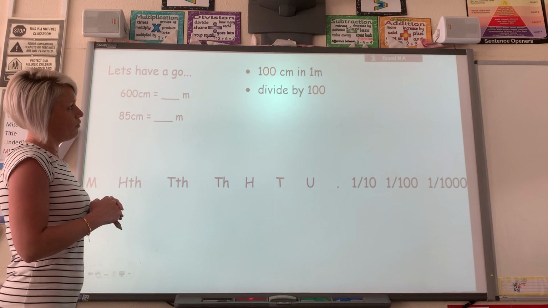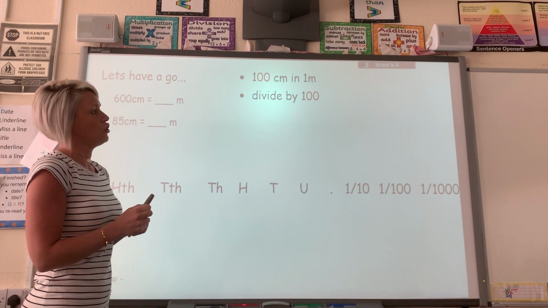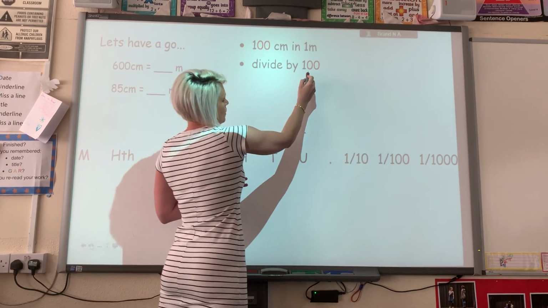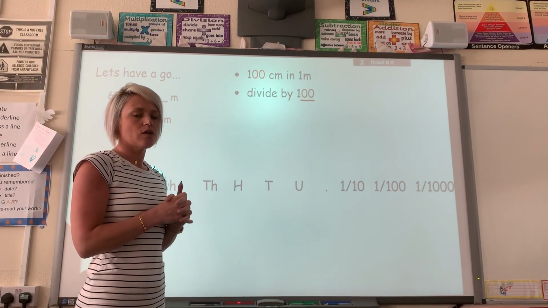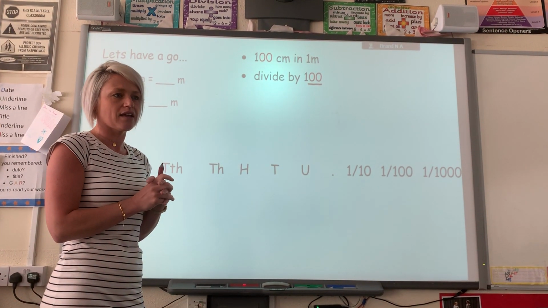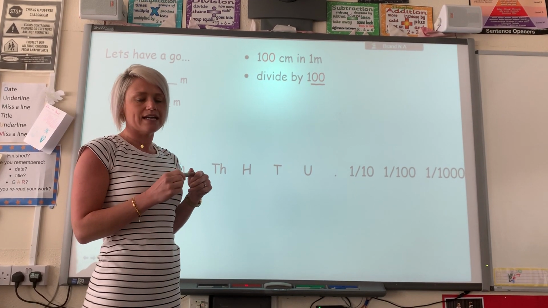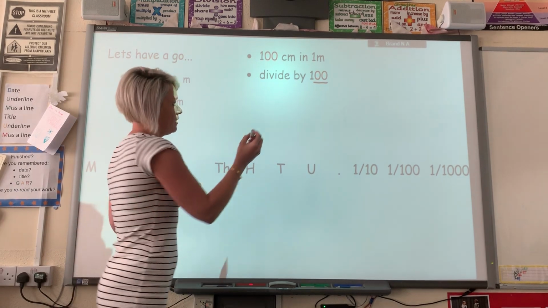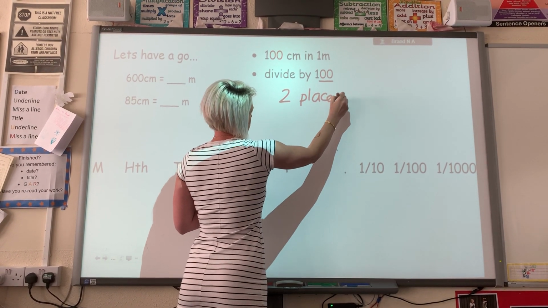Okay, so now we're moving on to centimetres and metres. So from yesterday, again, you should remember that there are 100 centimetres in 1 metre. This time, we're dividing by 100. Now there are 2 zeros in 100, so how many places are my numbers going to jump? Have a think, how many places are my numbers going to jump this time if we're dividing by 100? Well, what you should have come up with was 2 places. So well done if you got that.